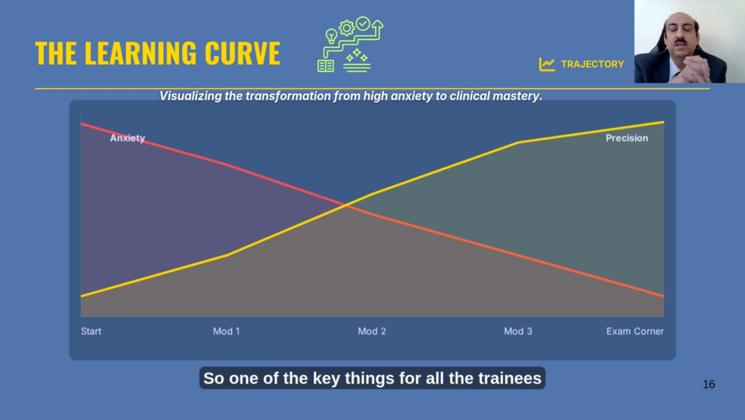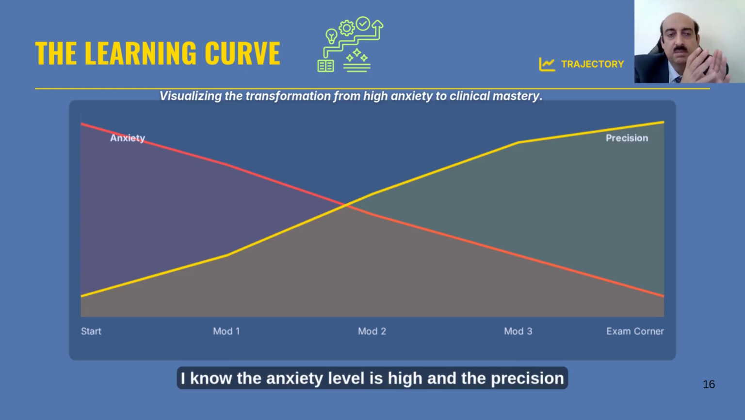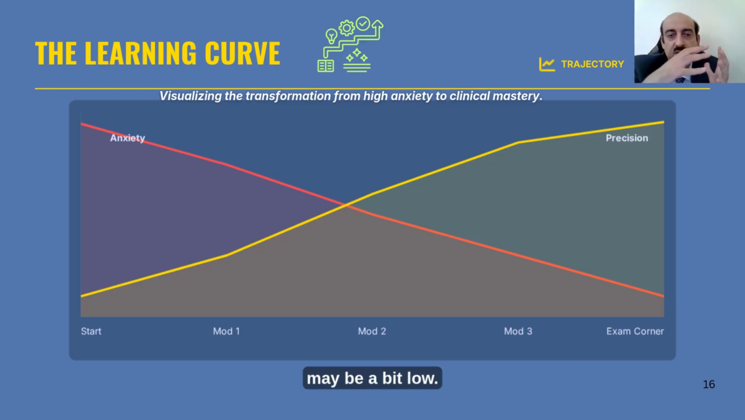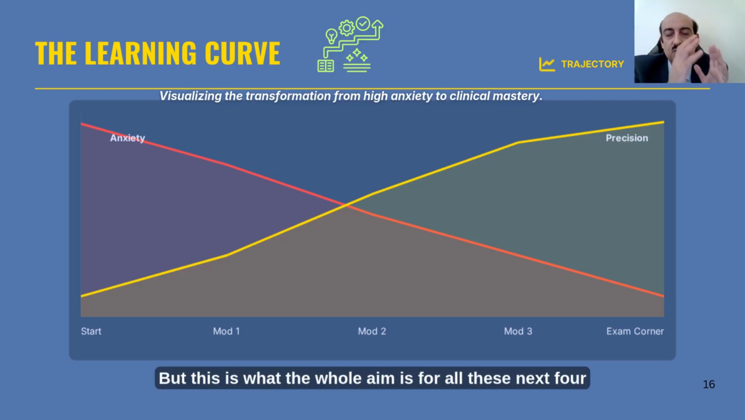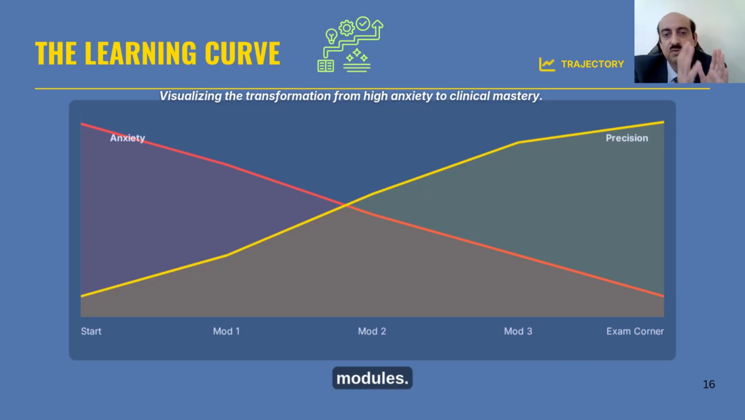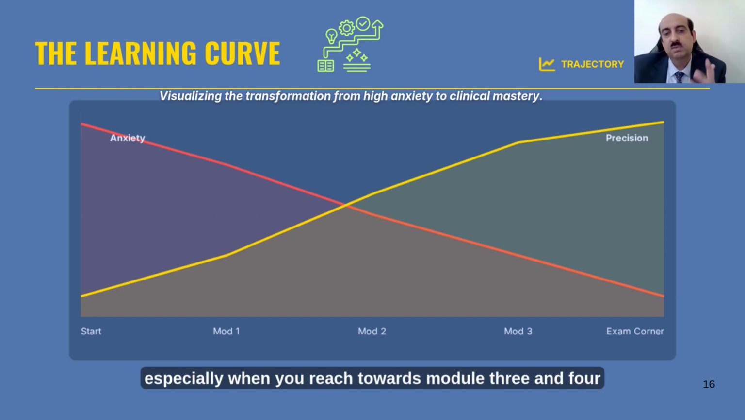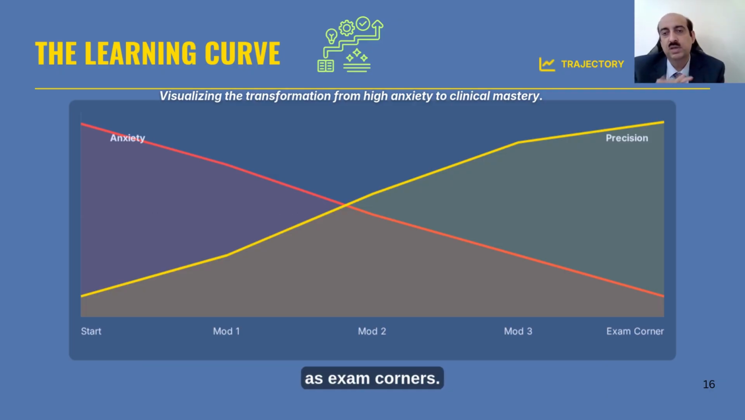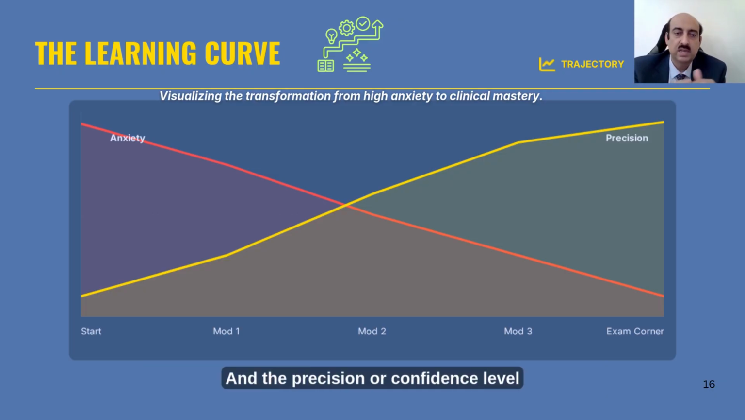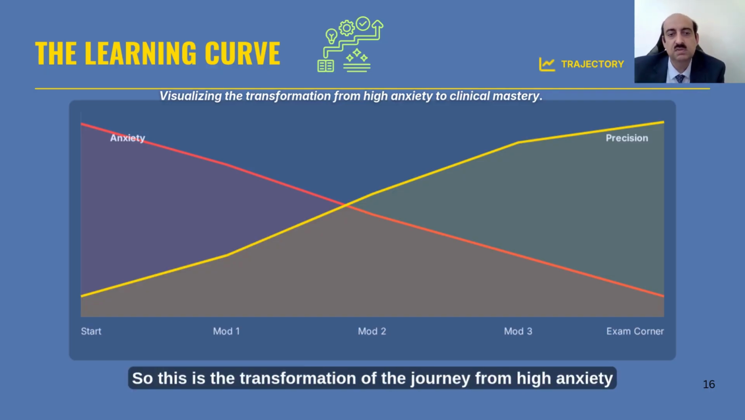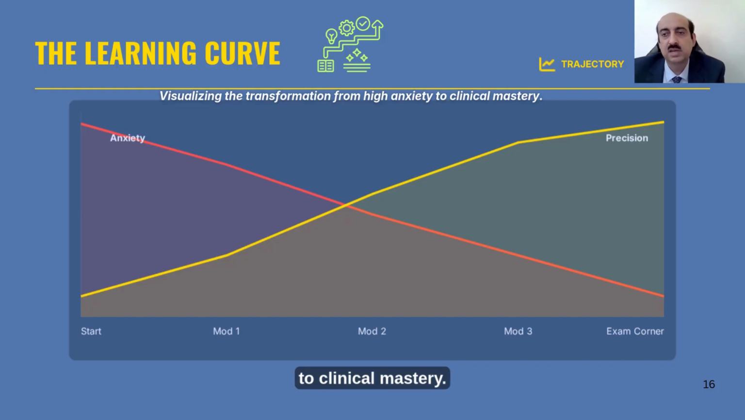One of the key things for all the trainees: at the start of this module, I know the anxiety level is high and the precision may be a bit low, but this is the whole aim of these next 4 modules. What we are aiming for is that the anxiety of dealing with such patients will taper off, especially when you reach modules 3 and 4 with the exam corners, and the precision and confidence level should go high. So this is the transformation of the journey from high anxiety to clinical mastery.